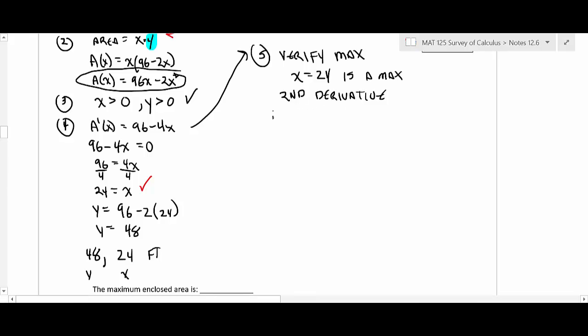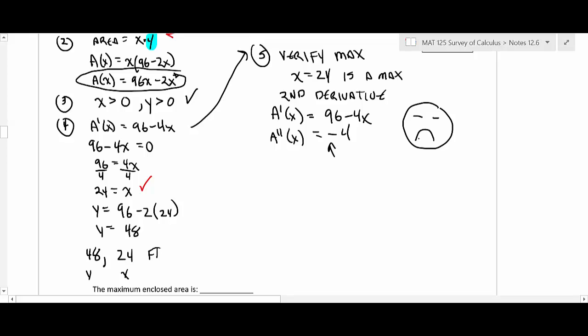So what we're going to do is write down the first derivative. That was 96 minus 4x. Now tell me what the second derivative is. Okay, it's negative 4. Now go back to your little concavity pictures, the faces I taught you. This is an easy way to remember it. You got a negative number for the second derivative. What does that mean?